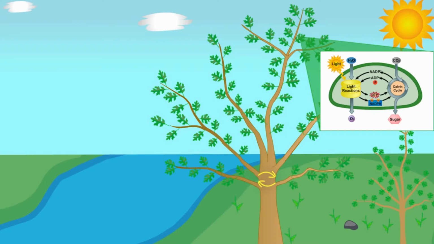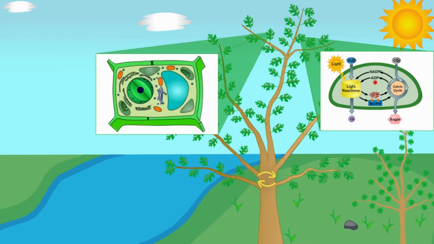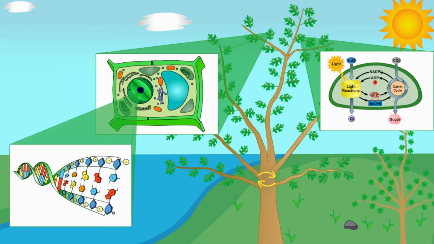If you were to zoom in closely on a leaf using a microscope, you would see that it is composed of tiny individual units called cells. DNA resides within the nucleus of each cell.